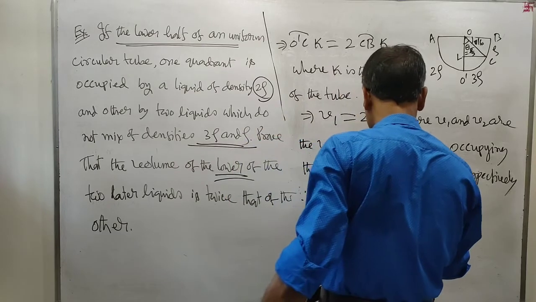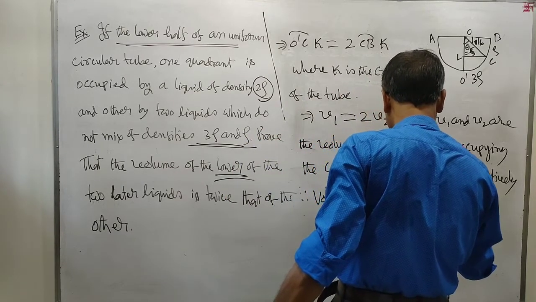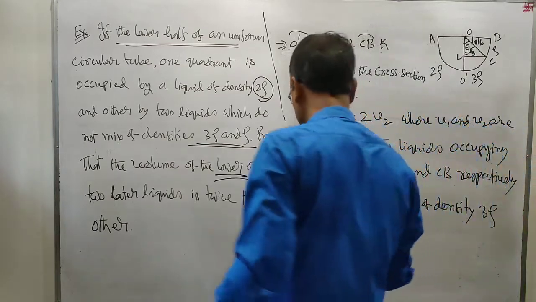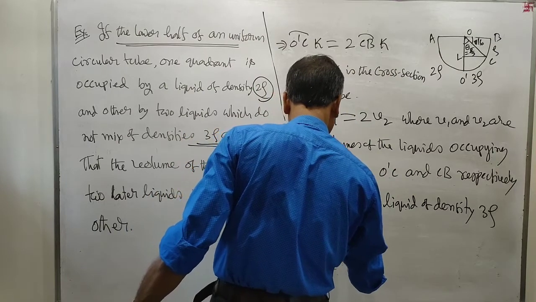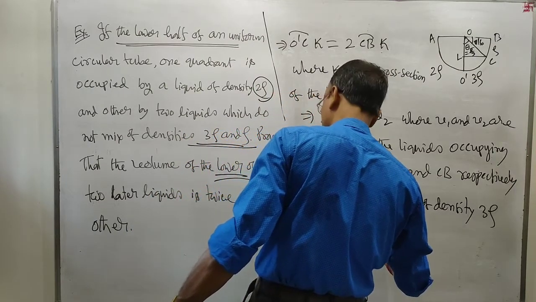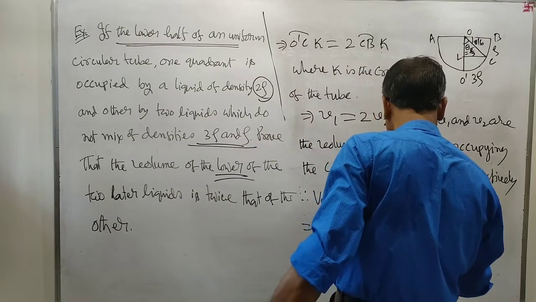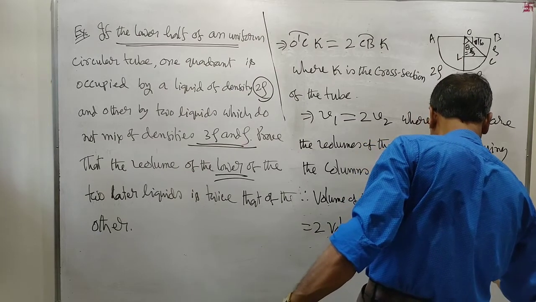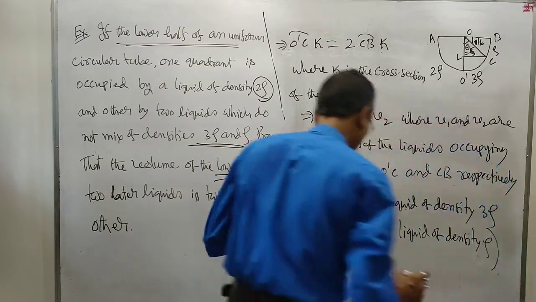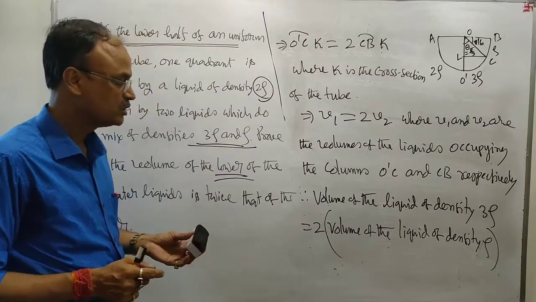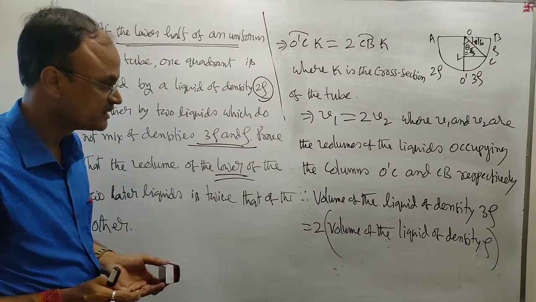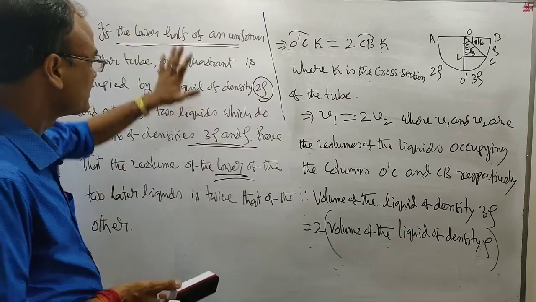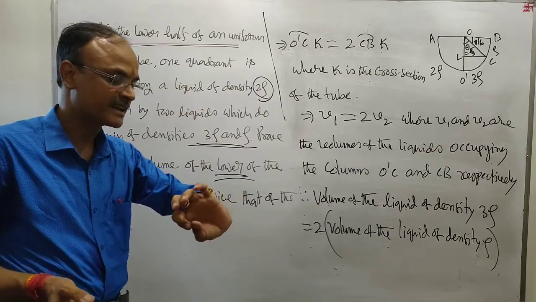Therefore, the volume of the liquid of density thrice rho is equal to 2 times the volume of the liquid of density rho. This proves the question. Let us take another example.